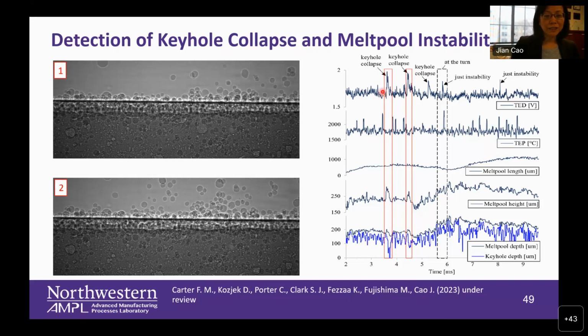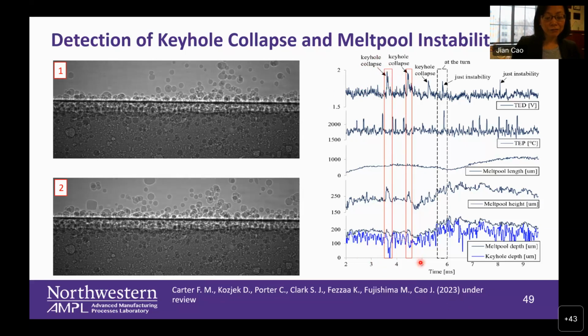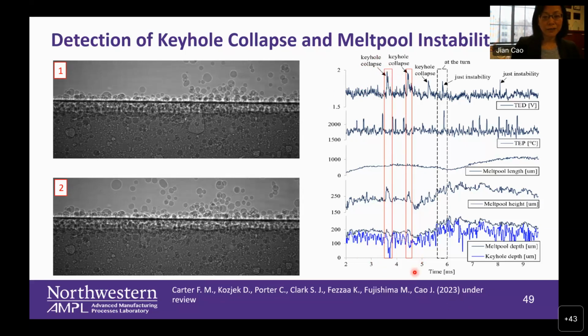So many times when we think about this, whether this is noise or it's really happening, it actually has some kind of physics involved right there. But the other thing which is interesting is you see additional peaks right here, which don't correspond to the melt pool depth collapse. And what's happening right here is actually there is some geometric dependency.